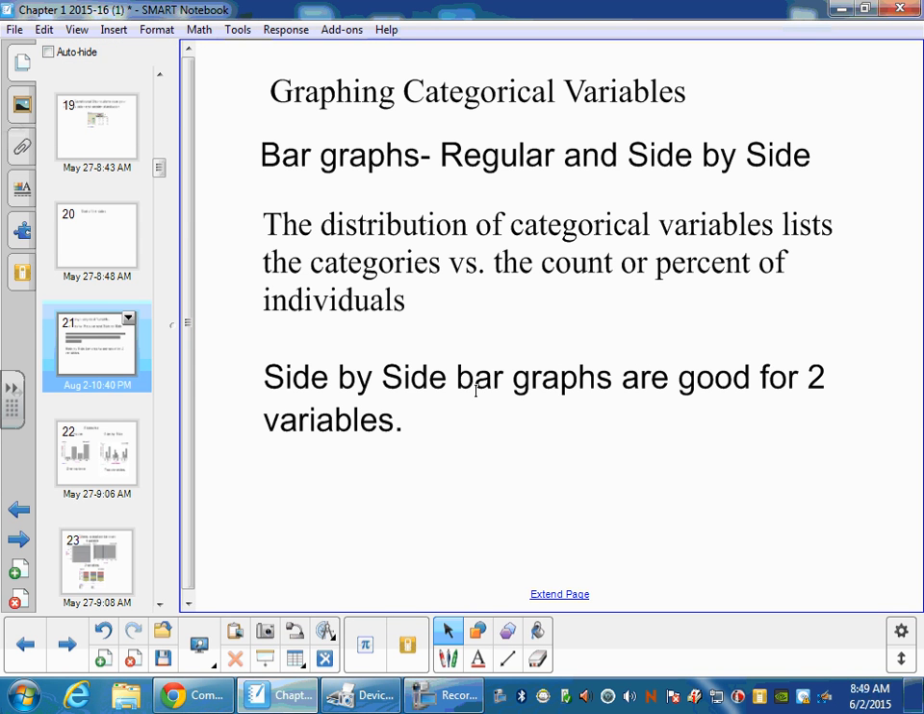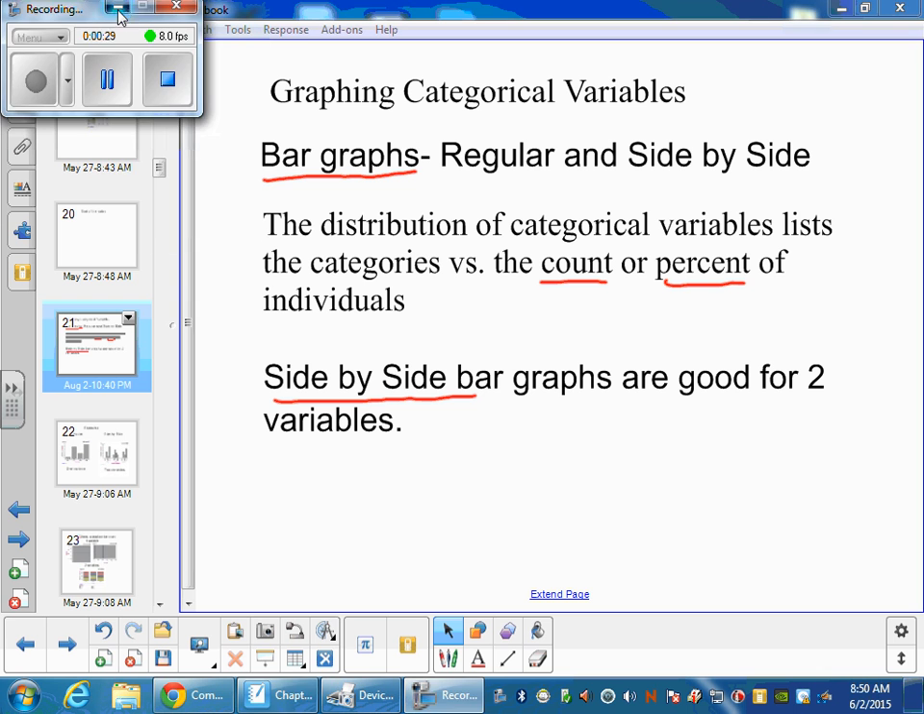Welcome back. Now we're going to graph categorical variables. There's a couple ways that you can graph categorical variables. One way is with bar graphs and side-by-side bar graphs. Usually on the x-axis you have the categories, and on the y-axis it's either the count or the percent.